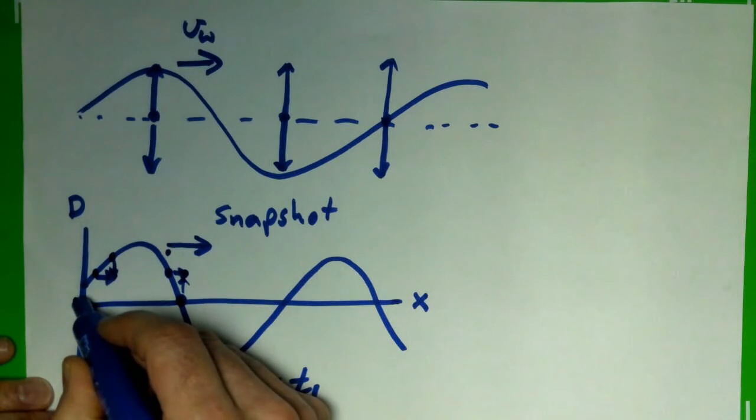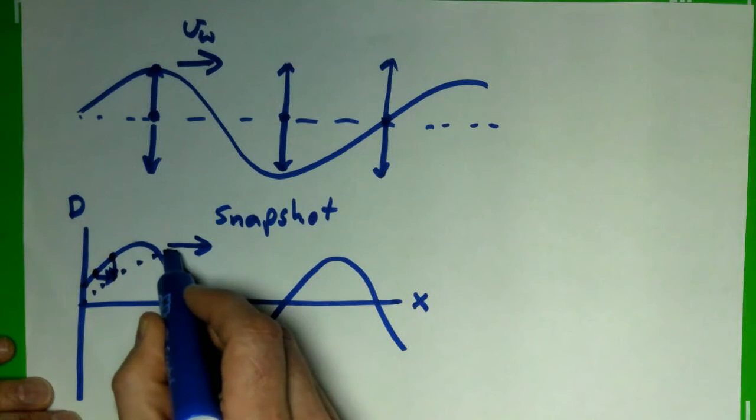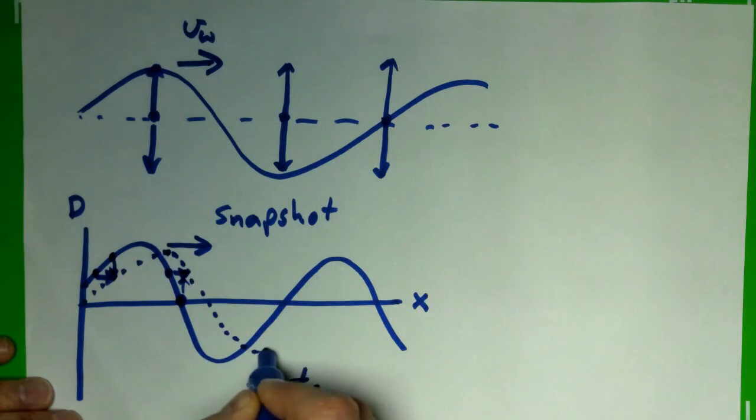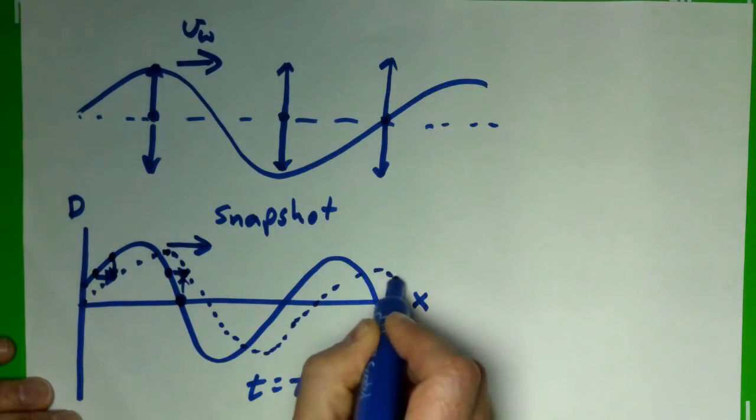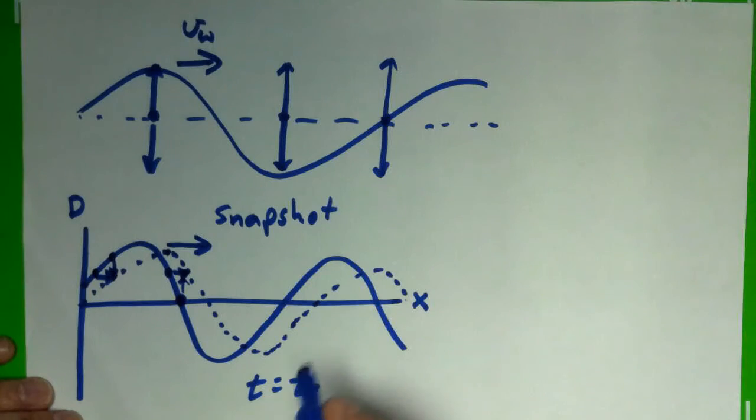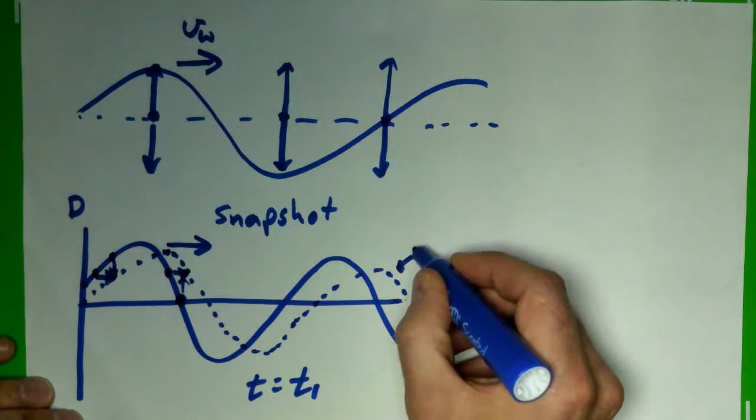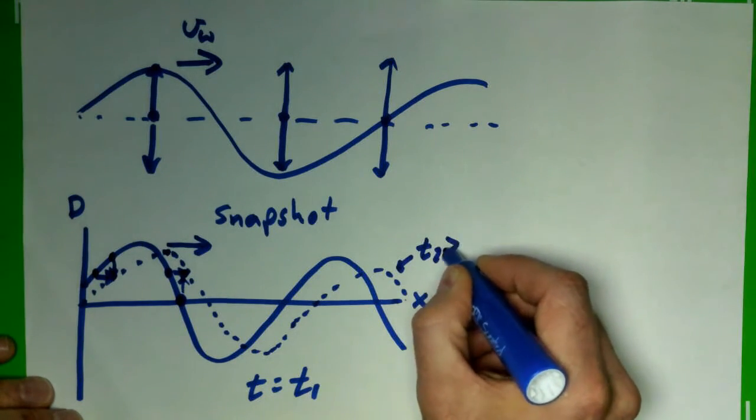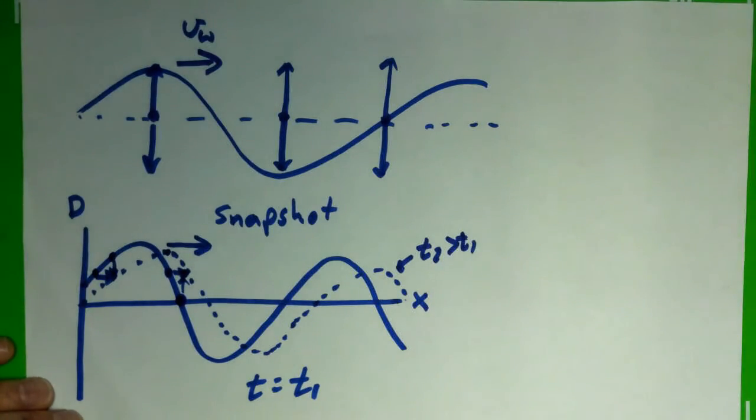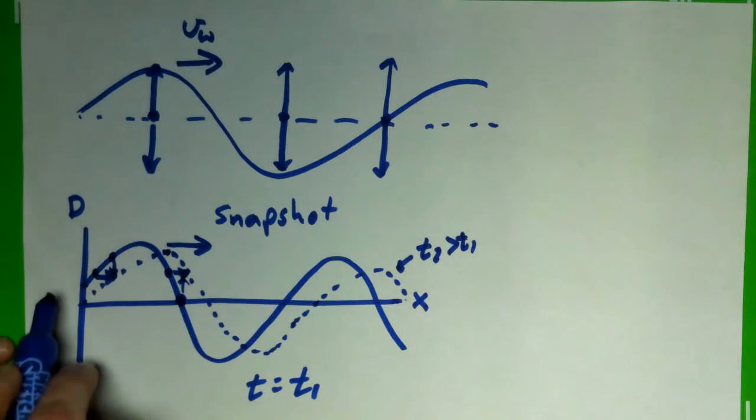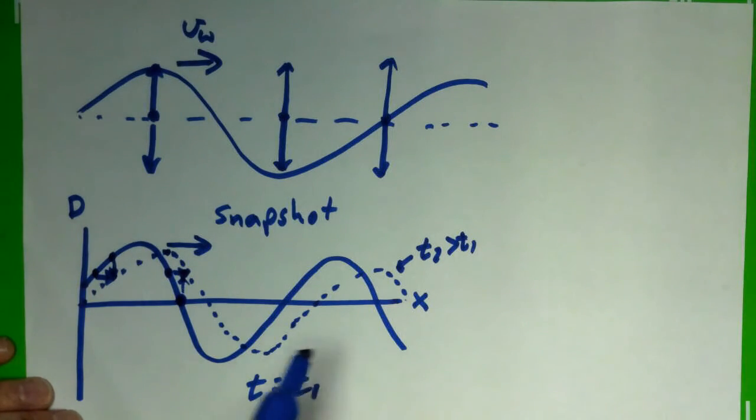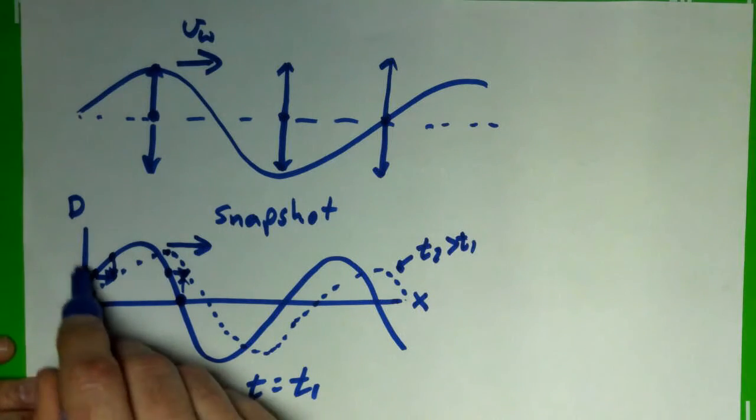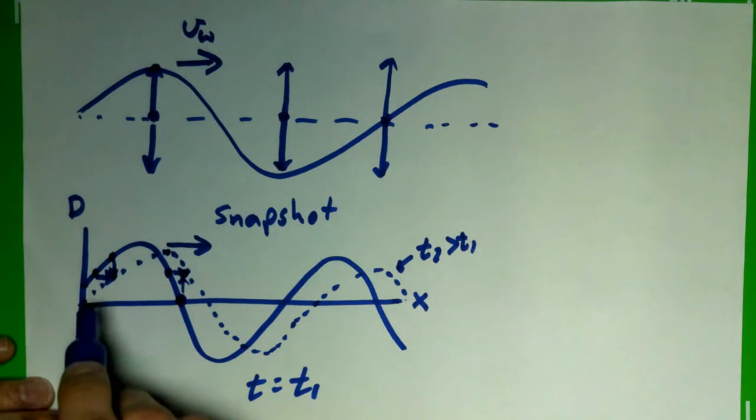And so what I end up having is I could connect these dots, and that is where it's going to be at a later time. So this would be t2 greater than t1. Okay? And so I can keep doing that and try and get all the information. But these two different curves would be snapshots.